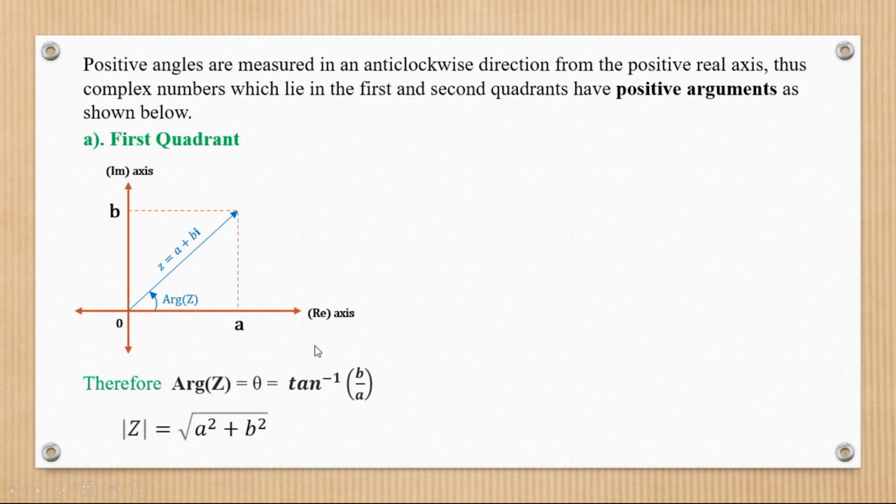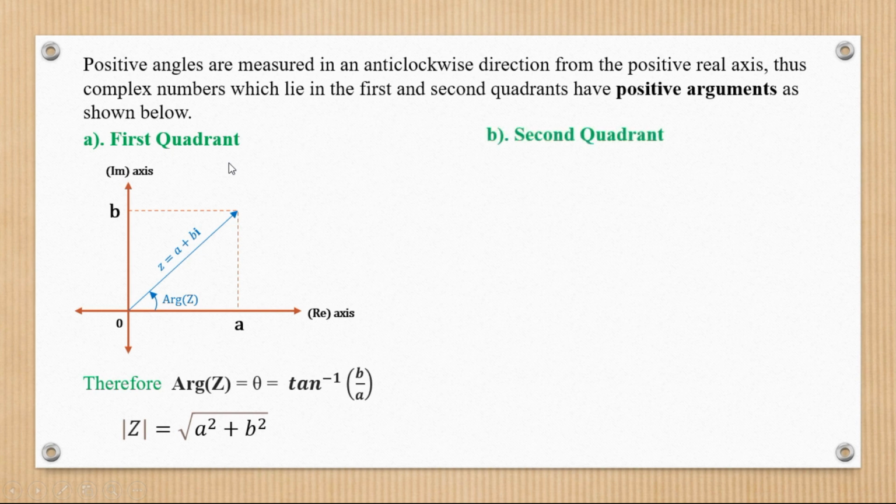And then we can actually see that when we are trying to find its modulus, as usual, it is the same as root of a squared plus b squared. So we're going to square the real and square the imaginary, and then the answer we get from adding them and the root we get is actually going to be the modulus of that. So that's for the first quadrant.